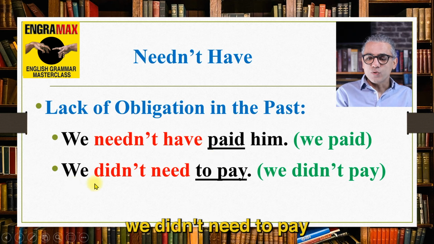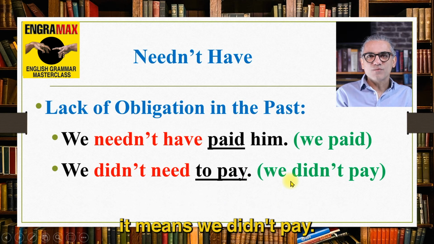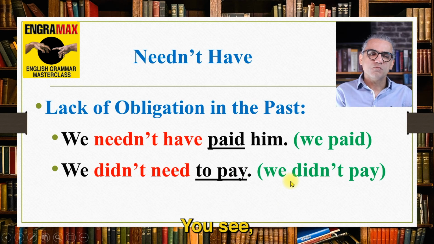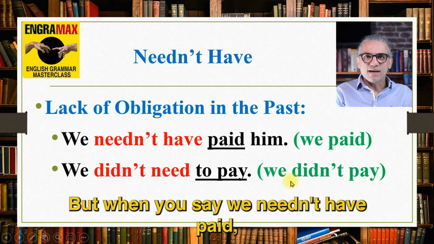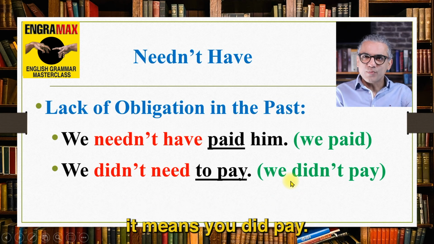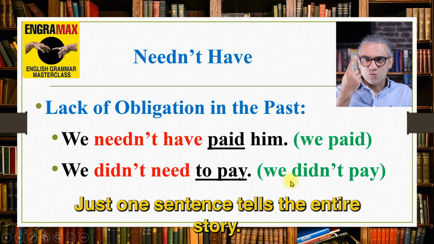But when you say we didn't need to pay, or when you say we didn't have to pay, it means we didn't pay. You see, we didn't have to pay, so we didn't. But when you say we needn't have paid, it means you did pay. But the good thing is you don't need to use two sentences. Just one sentence tells the entire story.